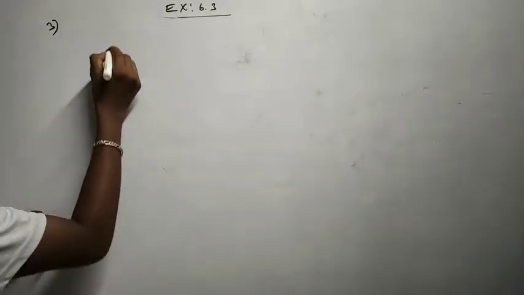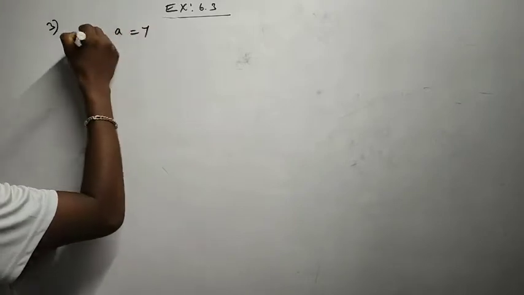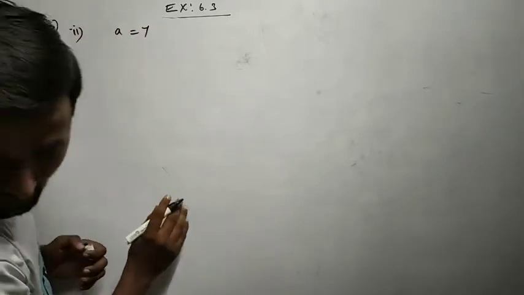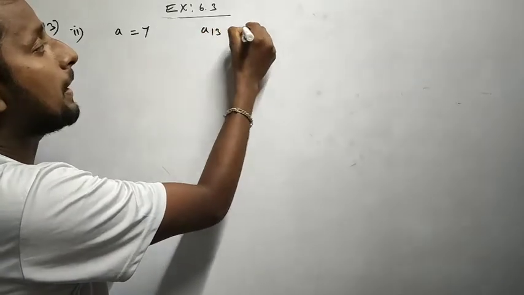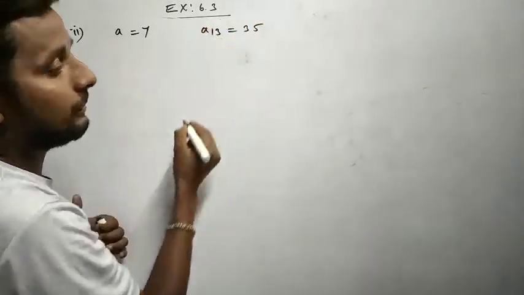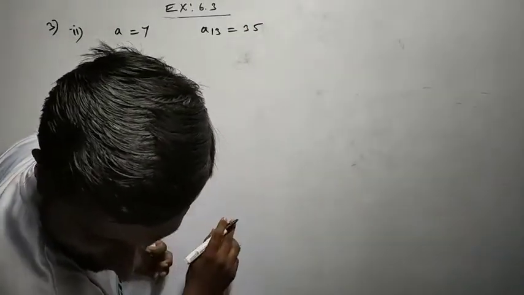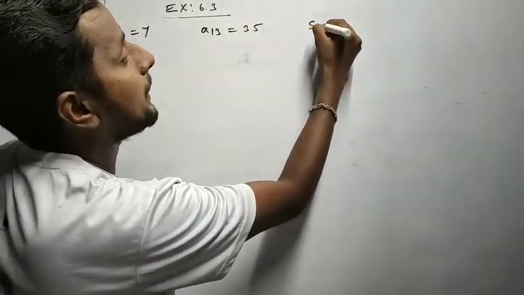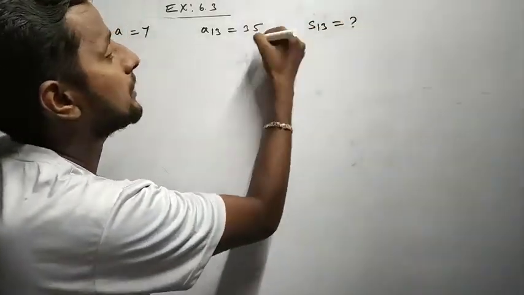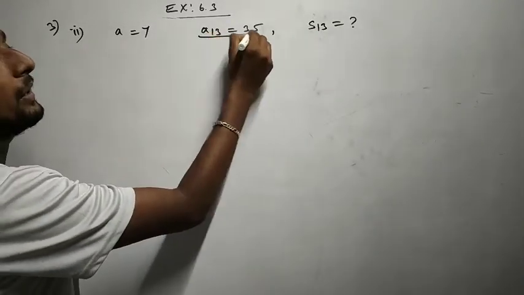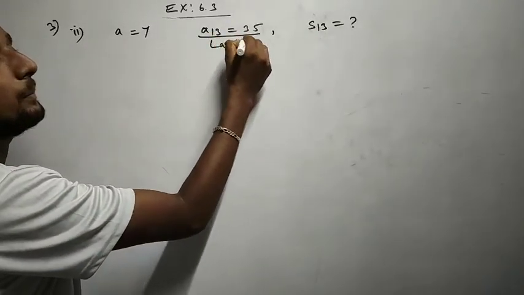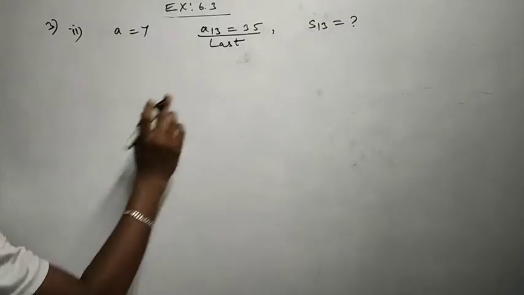A is equal to 7. Third bit, second problem. A value 7 and A13 is 35, and find S13, the sum of 13 numbers. So the sum of 13, it is a 13, so definitely it is the last term. Keep it in mind. Correct?